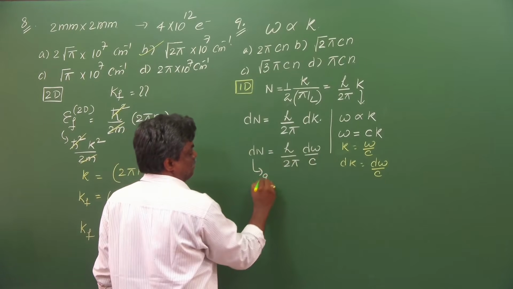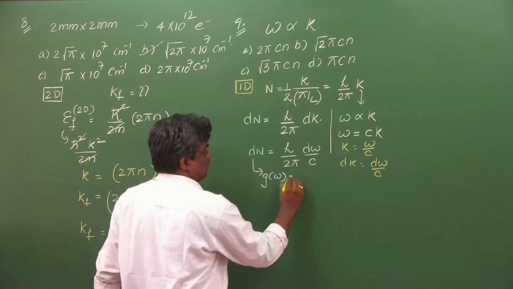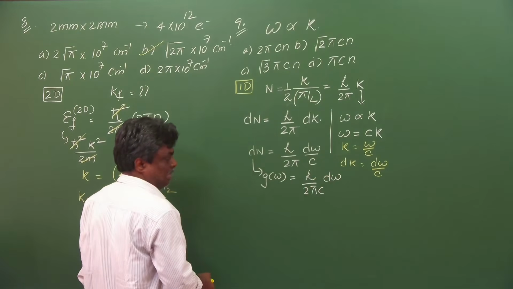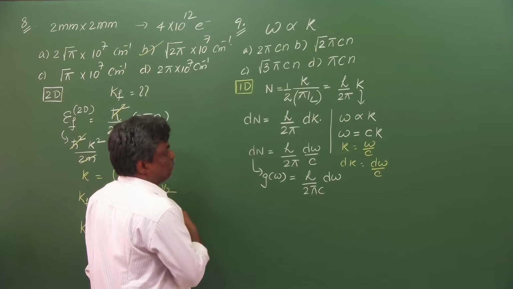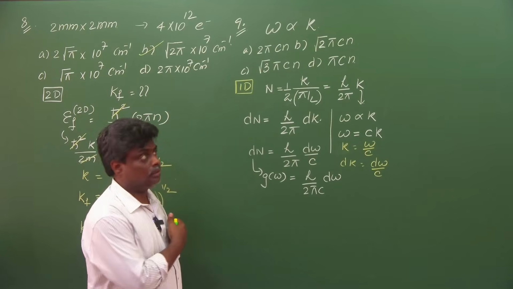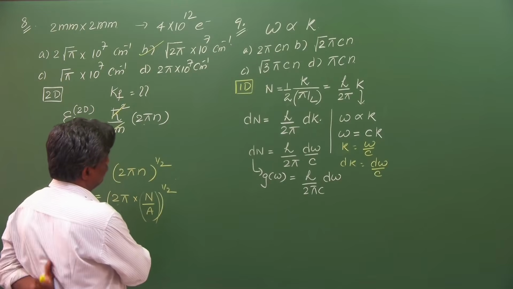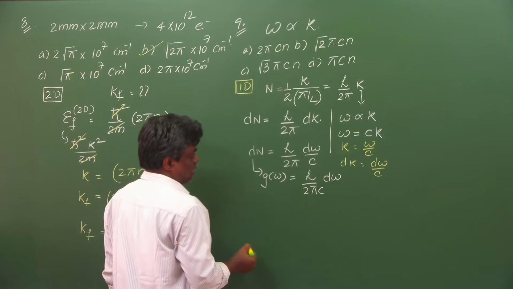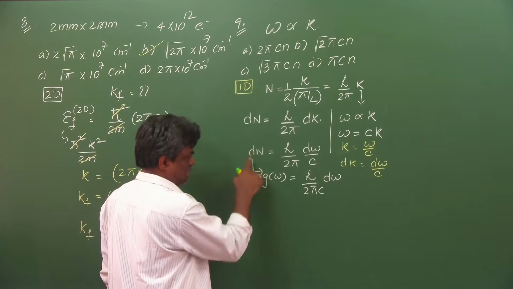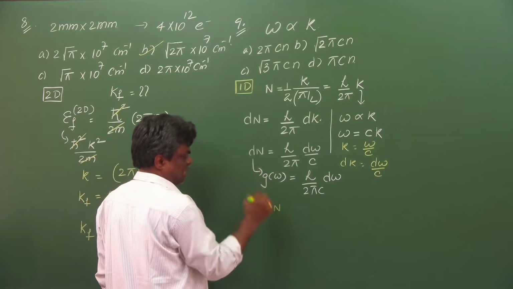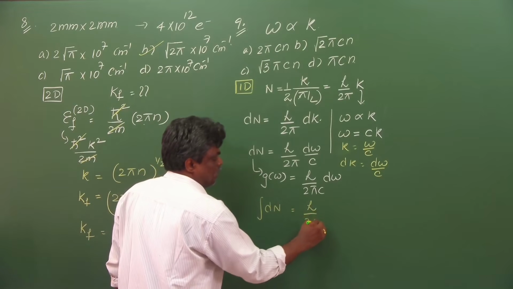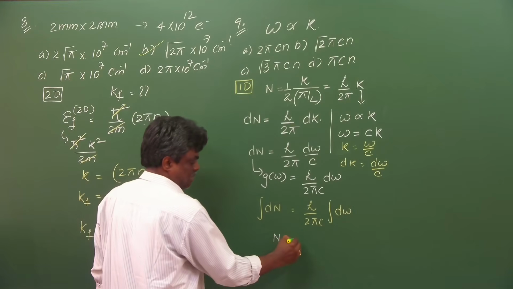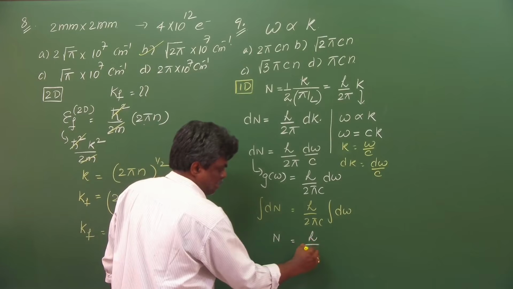G of omega. Is it okay? So it is equal to L by 2 pi c into, okay. Now what do you want? Omega. Now ready? Just take this dn, integral dn, or anything you can take. L by 2 pi c integral d omega. Wait, I am taking this simply n equal to L by 2 pi c.